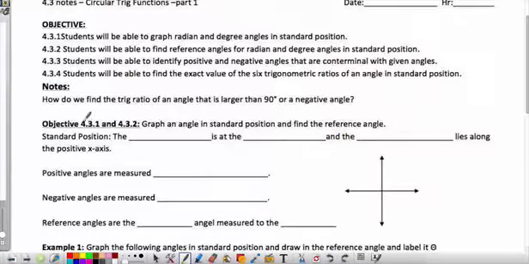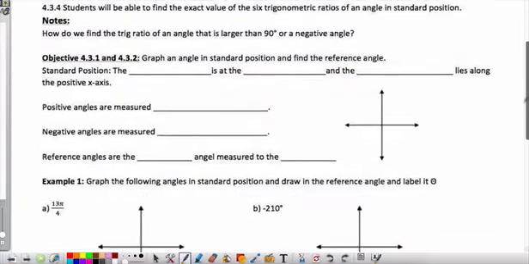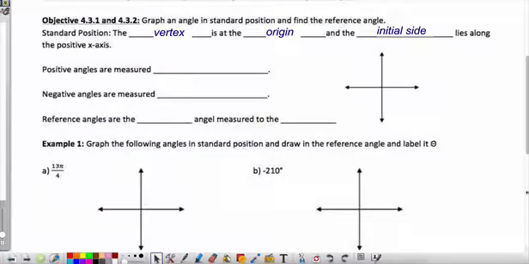So we're going to cover 4.3 Objective 1 and 4.3 Objective 2, graph an angle in standard position and find the reference angle. Okay, so what is an angle in standard position? This is an angle where the vertex is at the origin and the initial side lies along the positive x-axis. Let me show you what that looks like here.